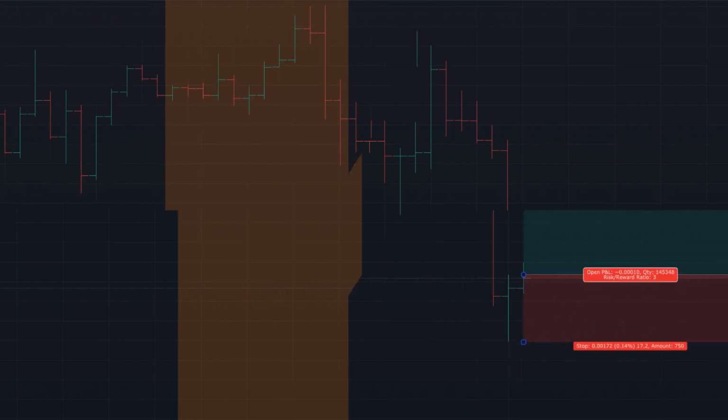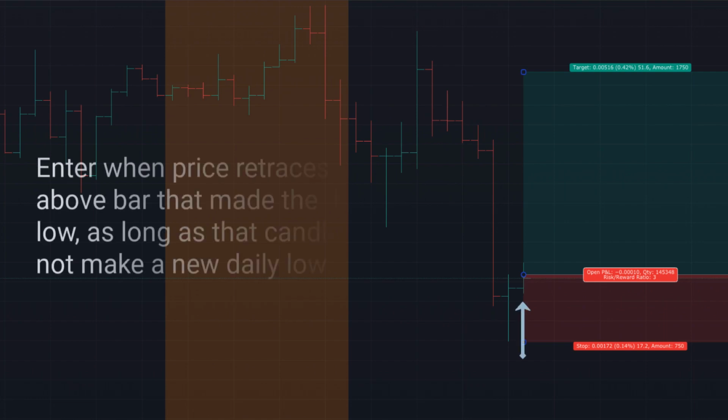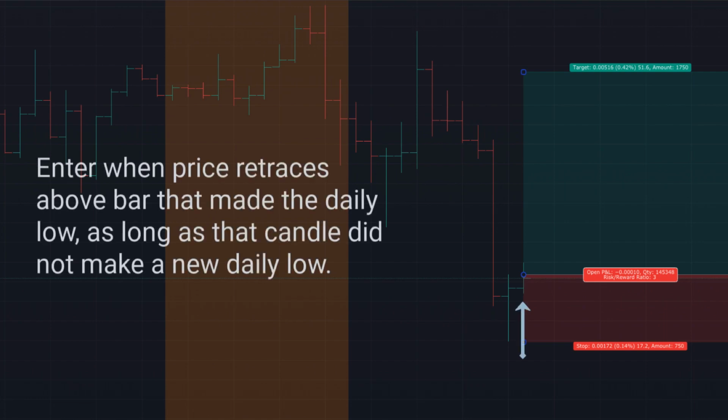So let's try another long example. Again, we are looking to take trades in the direction of the daily open, which is this level here. The next thing we are looking for is price to make a new daily low, which is this bar right here. The third thing we are looking for is that the bar after the daily low does not make a new daily low, which it does not.